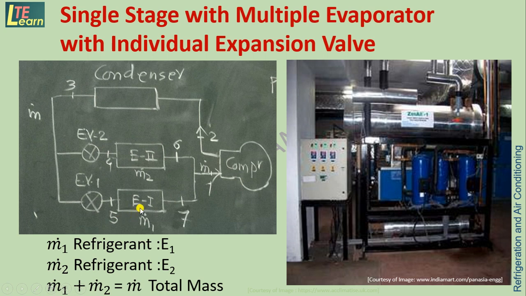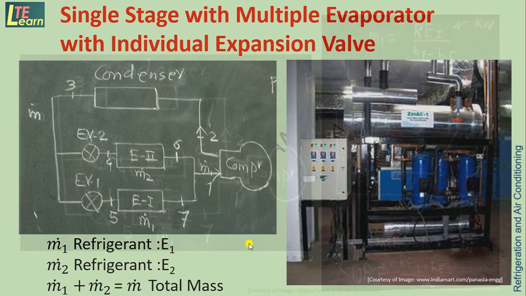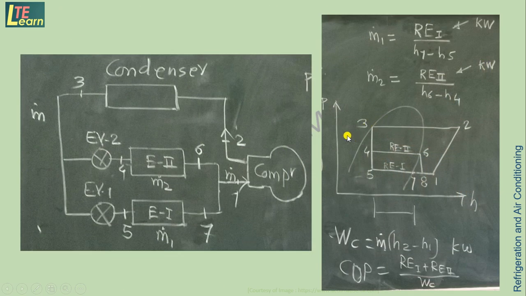Now here mass flow rate M1 dot is passing through the first evaporator. Mass flow rate M2 dot is passing through second evaporator. Collection of these two flow rates, that is M dot, is passing through the compressor and condenser. Let us have understanding with the help of pH diagram.